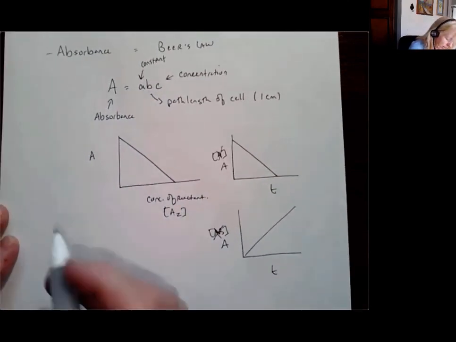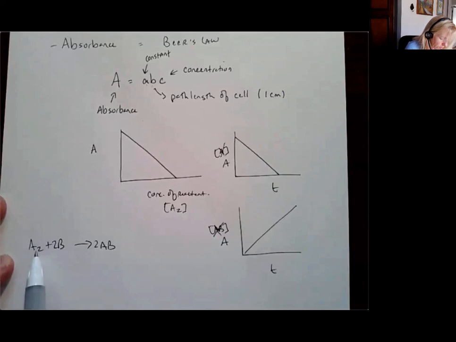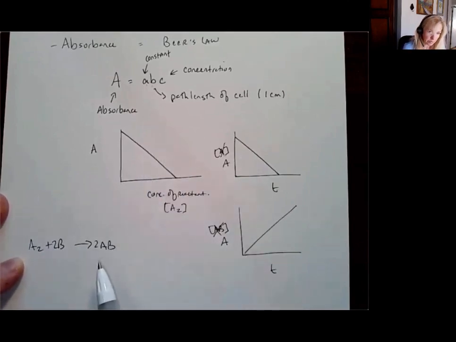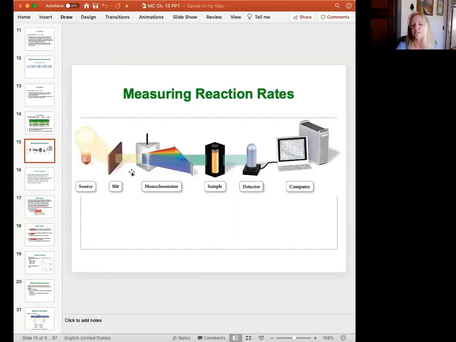If in your reaction you have, let's say, A2 plus B goes to AB, only one of these can absorb in the visible spectrum. So if A is my analyte that absorbs, then if B absorbs, that's going to throw off my measurements here, or if AB absorbs, that's going to throw off my measurements. So I want to set this up so that I have a chemical reaction where only one of those things is going to absorb in that spectrum. That's what this slide is showing: whatever I have in my sample is going to be either a reactant or a product, and only one of the things in that reaction can absorb.